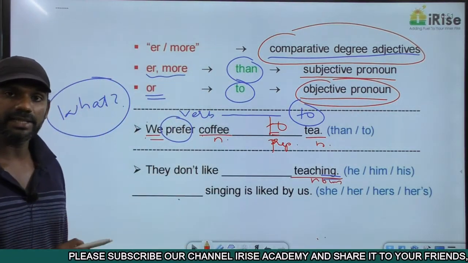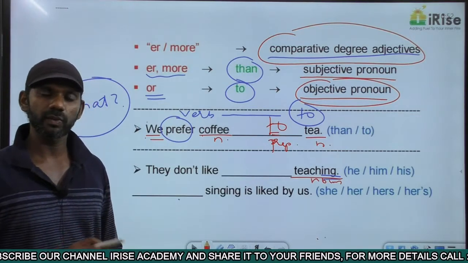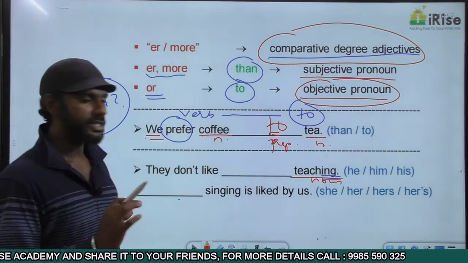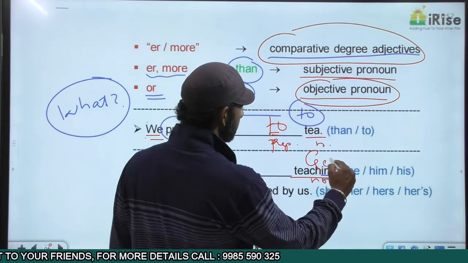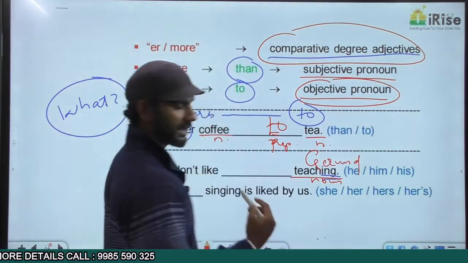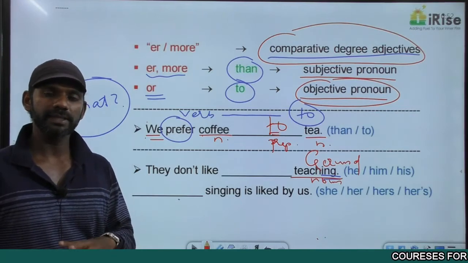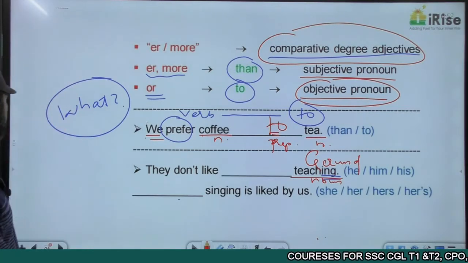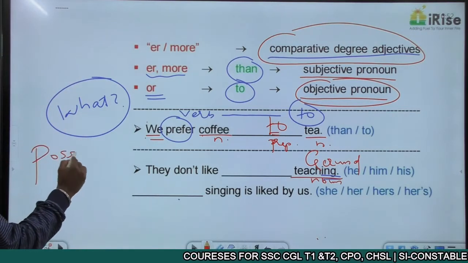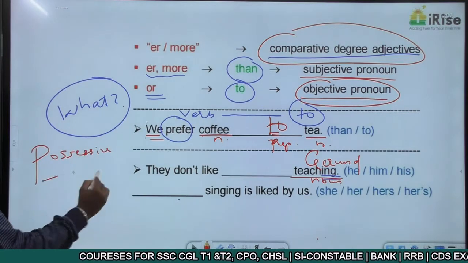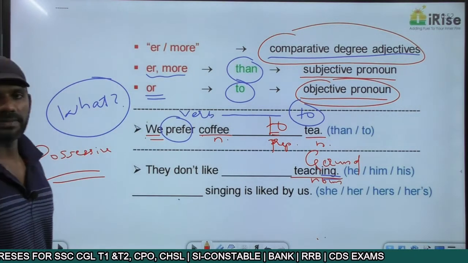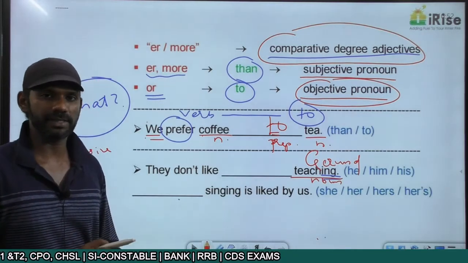Teaching is an ing word. Any ing word acting as a noun is called a gerund. So teaching becomes a gerund here. Clear? Now the rule is this. The pronoun that appears in front of a gerund must be in the possessive form. The pronoun that comes in front of a gerund must be in the possessive form.